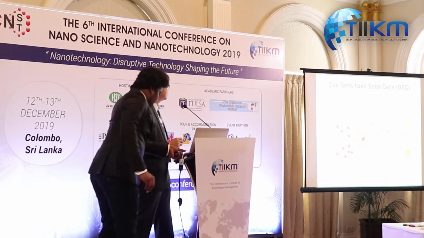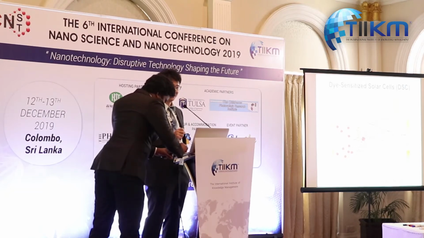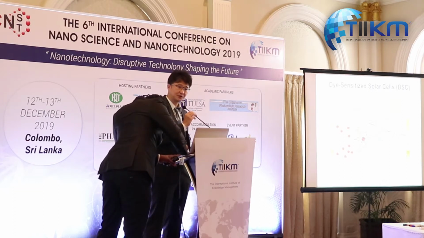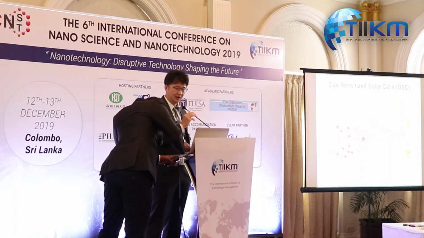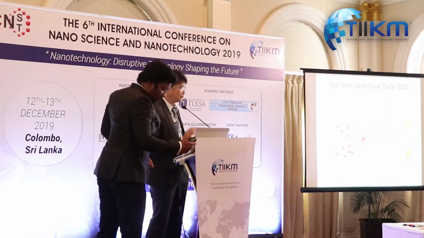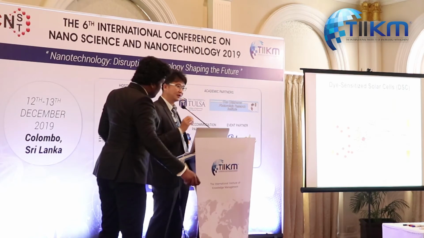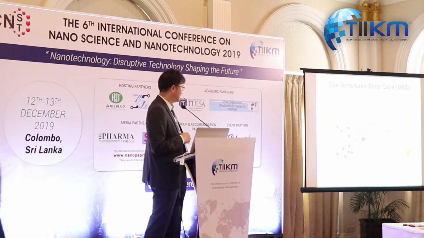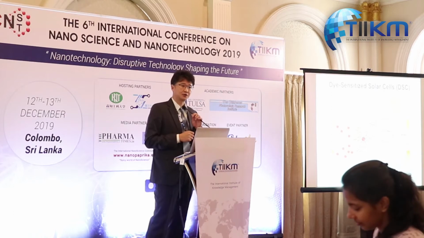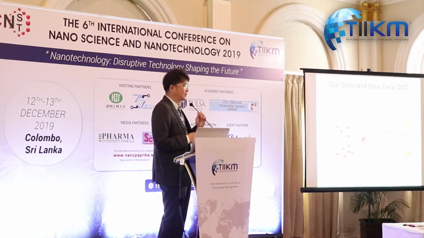Okay, and this figure shows the working principle of a DSC. The system is composed of a dye bound to the surface of titanium dioxide, an electrolyte and a counter-electrode. Photo excitation of the dye results in electron injection to the conduction band of titanium dioxide, and then the electron goes through the external circuit to the counter-electrode. And dye regeneration is achieved by reduction with the redox mediator.